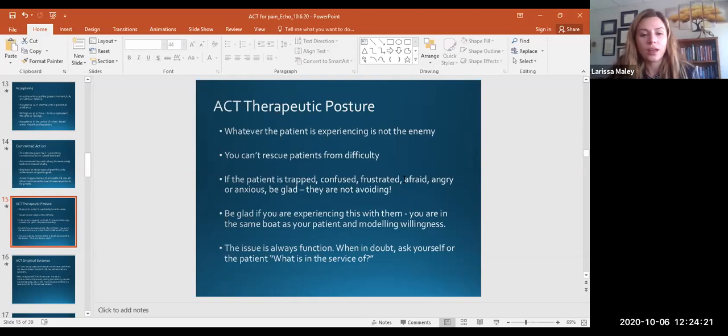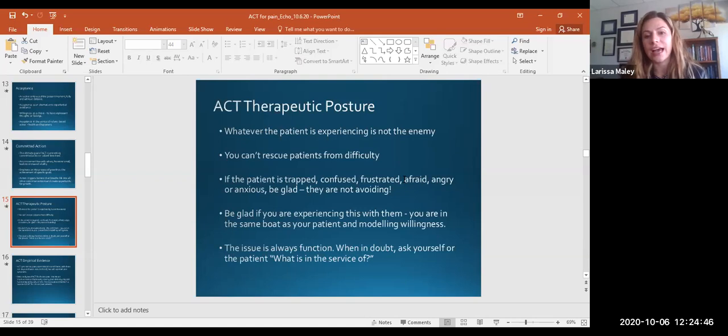And if patients feel trapped, confused, frustrated, angry, anxious, we can celebrate that, because what that means is that they're not avoiding. Right? If they don't feel those things, then they're probably engaging in some kind of what's called a control strategy or an avoidance strategy. And long-term, that's not going to help them. So we celebrate patients being confused or frustrated.